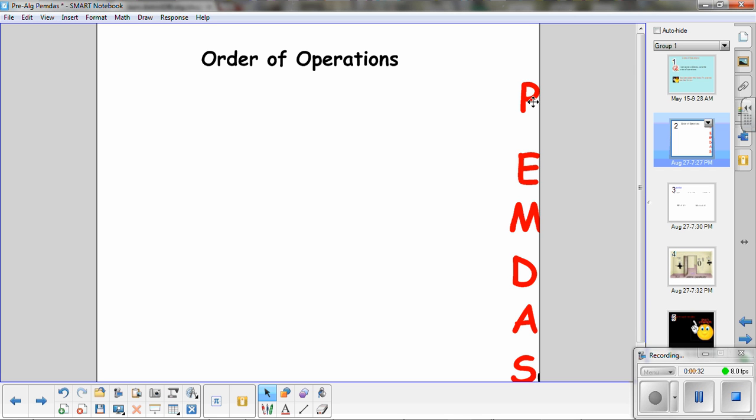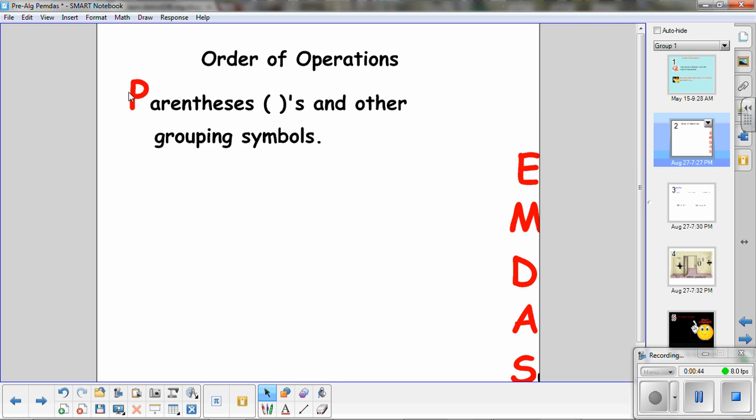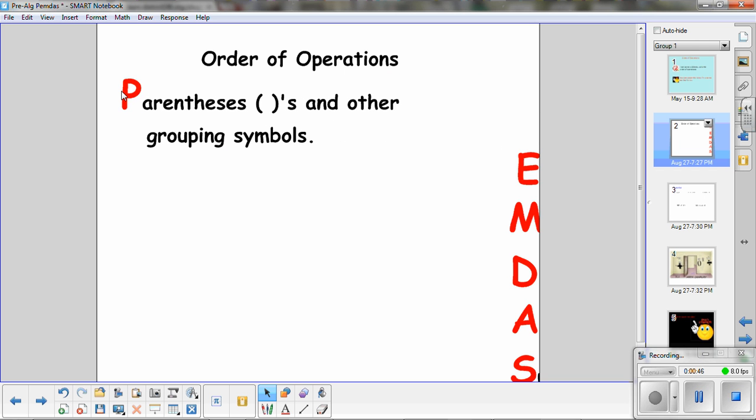The order of operations, sometimes referred to as PEMDAS, or Please Excuse My Dear Aunt Sally, helps us to solve the problem in the correct order. The P stands for parentheses and other grouping symbols. The E stands for exponents, such as 5 squared.